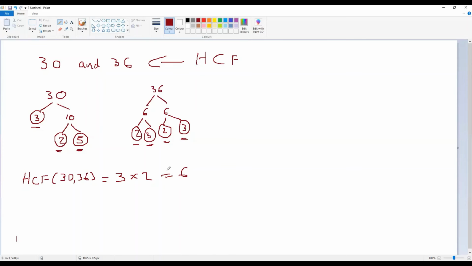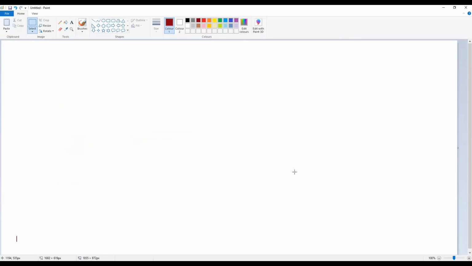Okay, all right, so this is the first example. Example number 2, let's find the highest common factor of 28 and 42. Again, we're going to start by building our factor tree for 28, and we'll build one for 42 as well.